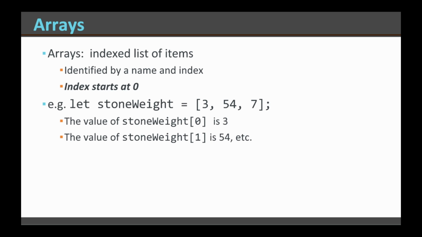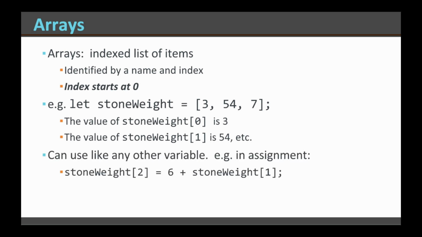separated by commas. And so when we go into our indexing, we can see that the stone weight at the 0th index is 3. Stone weight at index 1 is the value 54, etc. And you can use them like you would any other variable. You can assign to them, and you can use them in math expressions. So 6 plus stone weight at 2 would take the 54 from stone weight 1, add 6 to it, to a value of 60, and place that in stone weight 2. So the 7 up here would become 60 as a result of that line of code.